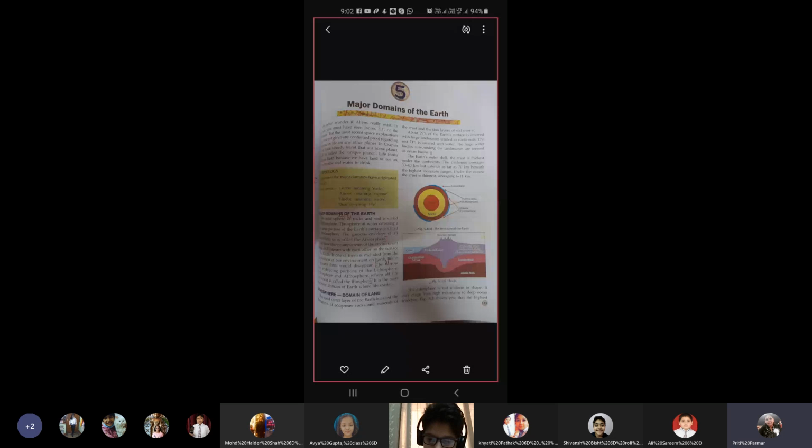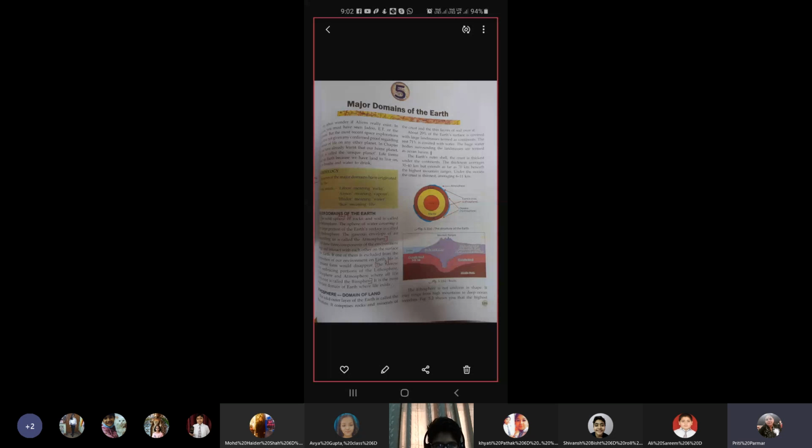Then the second component or domain of the earth is the hydrosphere. Now, when we talk of hydro, the word hydro of hydrosphere comes from again the Greek word, and it means water.